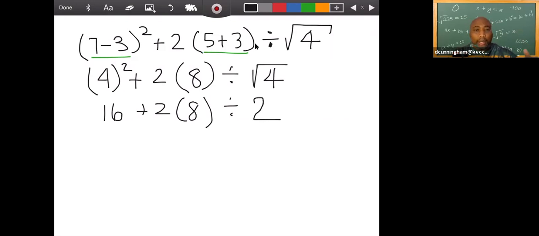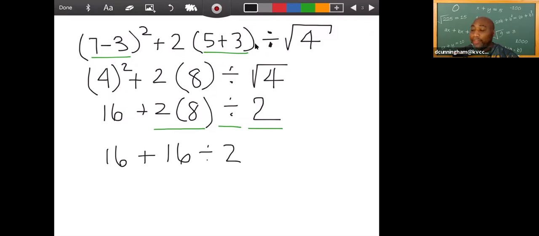So again, we're showing our step by step. Next thing is multiplication and division. Do we have any of that here? Yes, we do. I'm going to underline that in green. Here's the multiplication. Here's the division right here. So we go from left to right. So we leave the 16 alone, plus 2 times 8. 2 times 8 in our case is 16. And we divide that by 2. I'm going to write that. But then we just divide 16 by 2. In our case, it will be 16 plus 8.